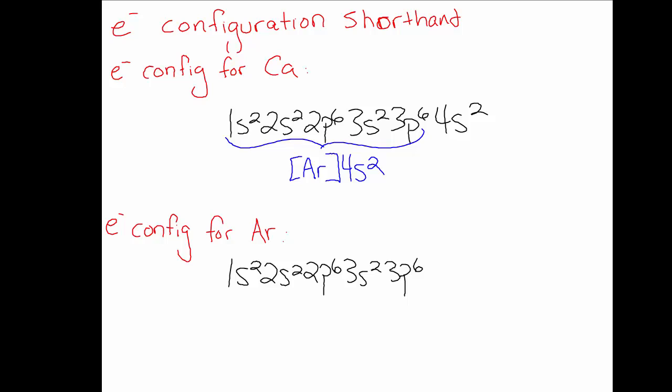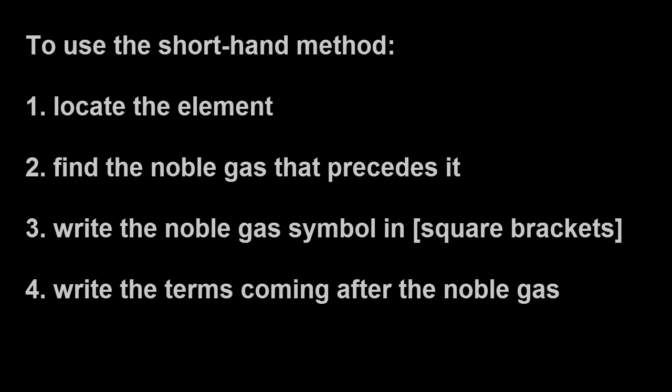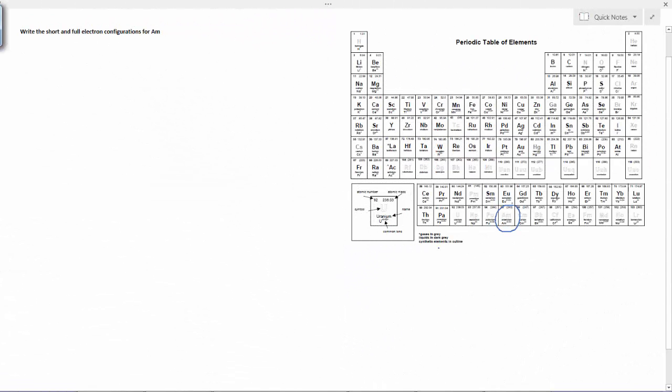So what we often do is we call this the noble gas shorthand, and we essentially use the noble gas as a reference point, and rather than write the entire electron configuration for calcium as was written in black, I would write Ar, the symbol for argon, in square brackets, and then 4s2, so everything that comes after argon. This will allow me to save quite a bit of time if I'm doing some of the larger ones. So, find the element, find the noble gas that precedes it on the periodic table, write the noble gas symbol in square brackets, and then the terms coming after it.